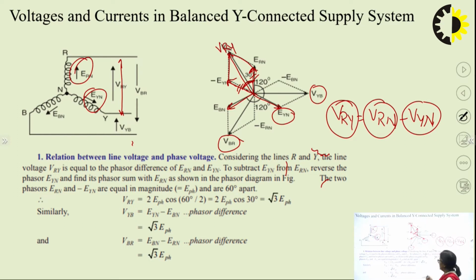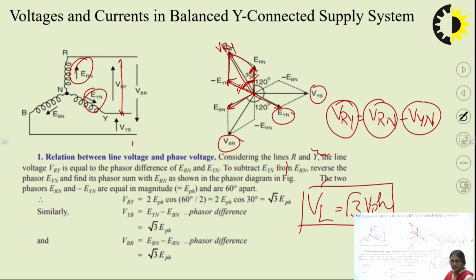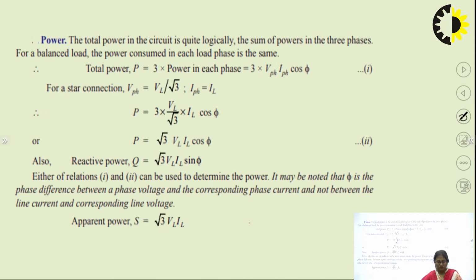It means that what is VRY? That is my line voltage. So line voltage is equal to root 3 times the phase voltage. So what are the two relations we got? One is that for a star connected system, the line voltage is equal to root 3 times the phase voltage, and also the line current is equal to the phase current. Now moving on to delta.